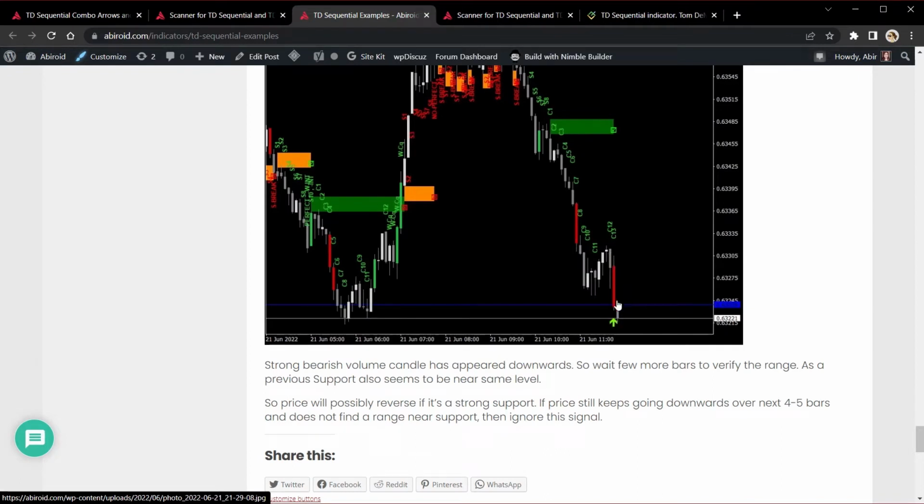Right here we have very strong countdown. So price might find a good support right here. So I will wait for a few more bars to make sure that this is a good support level. And also if I get a small bullish bar, like a green bullish bar, in that case I would be much more confident trading this signal.